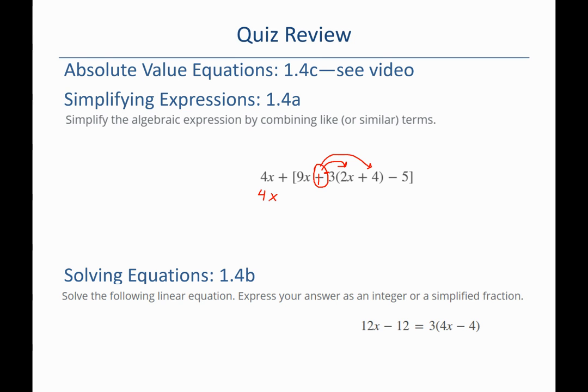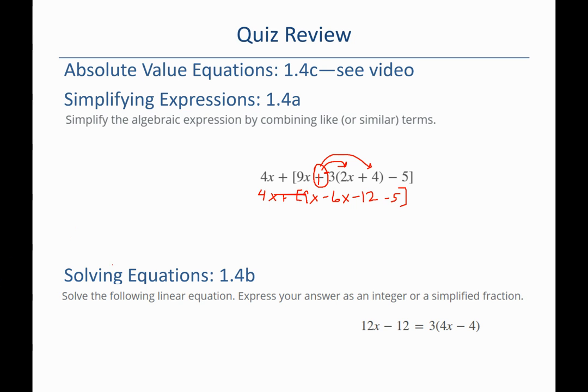So in your very first step, which is where most of you messed up who got this wrong, the 9x stays there, and then this is really a negative 3 times 2x. So this is really a minus 6x or a plus negative 6x. Negative 3 times a positive 4 is really a negative 12 or minus 12. And then I have the minus 5 at the end. So that very first step, I think, is where most of you messed up who got this problem wrong in the Hawks.